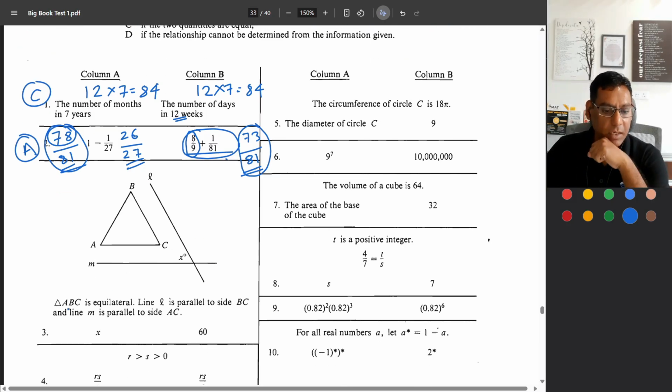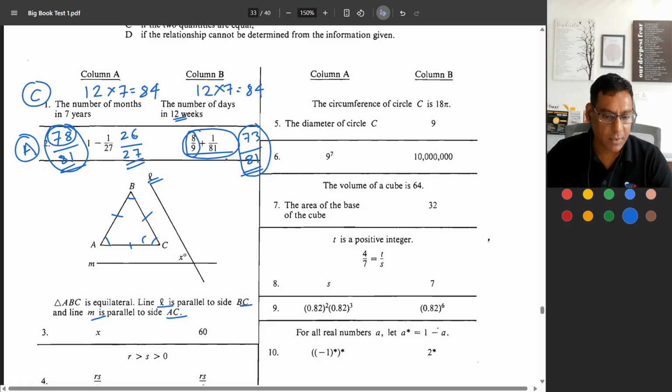Question 3. Triangle ABC is equilateral. Okay, so this is all 60, 60, 60. Sides are same. Line L is parallel to side BC. So this is line L parallel to side BC. And line M is parallel to side AC. Okay. So what is the value of X? And we need to compare that with 60.